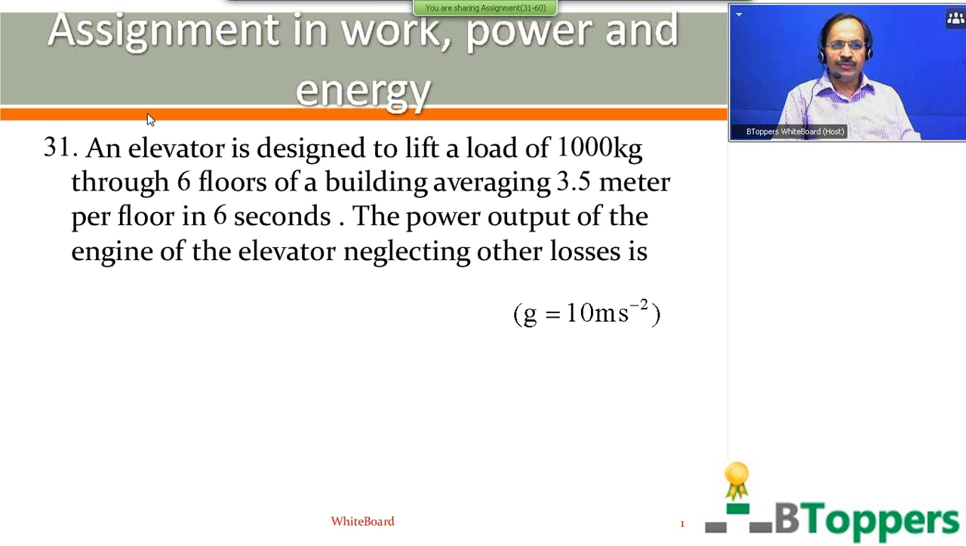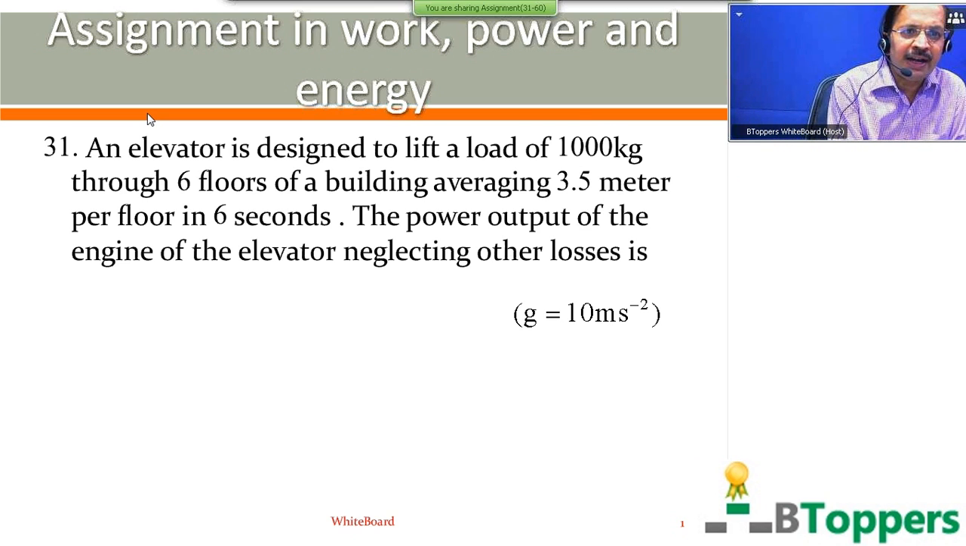On the screen: an elevator is designed to lift a load of 1000 kg through 6 floors of a building, averaging 3.5 meter per floor in 6 seconds. The power output of the engine of the elevator, neglecting other losses, is.